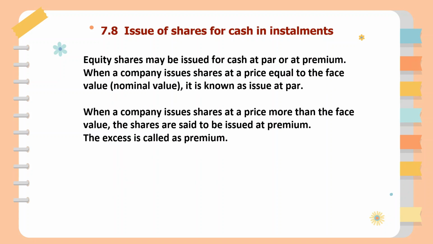Now here, issue of shares for cash in installments. The company can issue shares at par, or it can issue at premium. Issue at par means when the company issues shares at face value, or nominal value. When a company issues shares at more than the face value, then that is called shares issued at premium. That excess amount is called premium. This premium will be kept in a separate account called securities premium account.